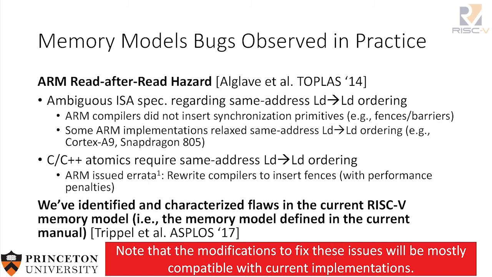And so ARM issued an erratum saying that compilers should be rewritten to insert fences in the appropriate locations to preserve this ordering. This was first observed on the Cortex-A9 by Alglave et al., but we have since observed it more recently ourselves on a Snapdragon 805, the Google Nexus 6, I believe. So these sorts of bugs do exist in practice.